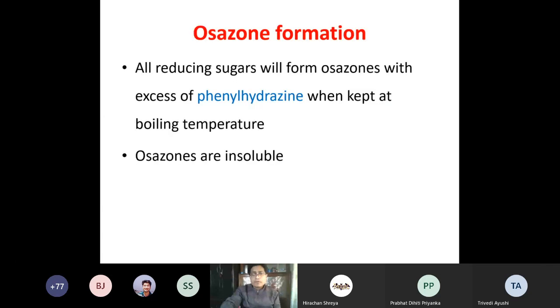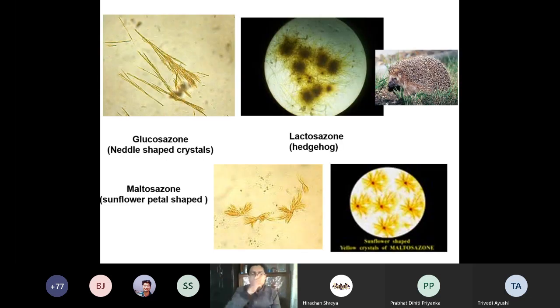We're talking about the oxazone formation. Different reducing sugars will form oxazones with excess of phenylhydrazine. That means when reducing sugars are treated with phenylhydrazine, oxazones are formed, and these are insoluble. That means crystals will be formed, and when we look at those crystals under the microscope, we'll find different characteristic shapes, and based on that characteristic shape, we can identify which sample was given to us.